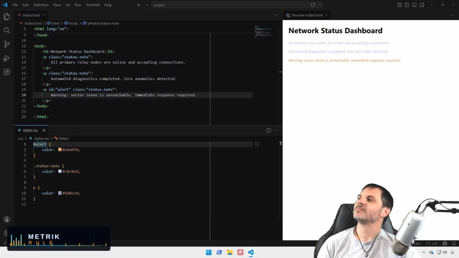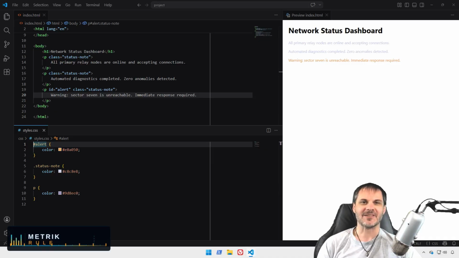That third paragraph has both the status note class and the alert ID. The class rule would set it to the lighter color. I want to write an ID rule that sets it to something visually distinct. A warning orange maybe. The third paragraph is orange. The first two are still the lighter color from the class rule.